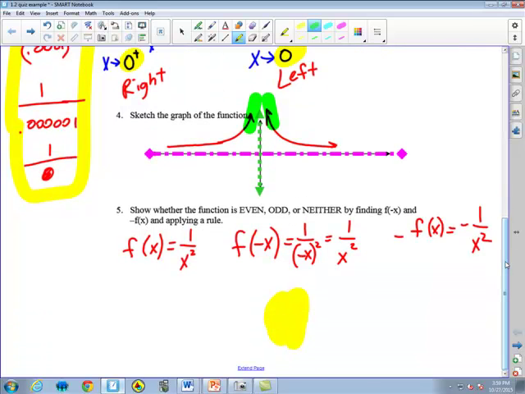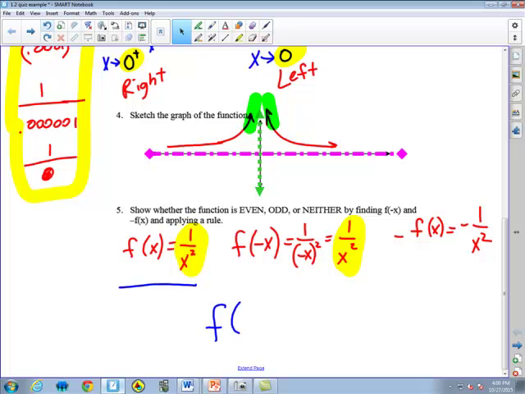Number 5. Show whether the function is even, odd, or neither by finding f of negative x and negative f of x and applying the rule. So we have f of x first, just like it was given to us at the top of the page. F of negative x, once simplified, looks like this. Notice that it looks the same as the original. And so by rule, if f of x is equal to f of negative x, that means this function is an even function.